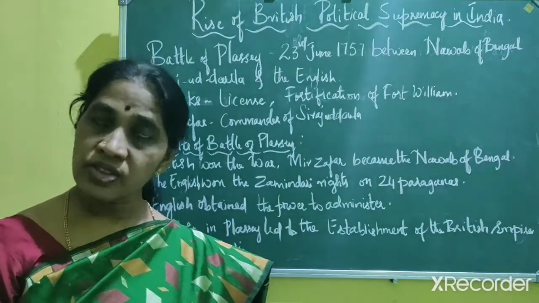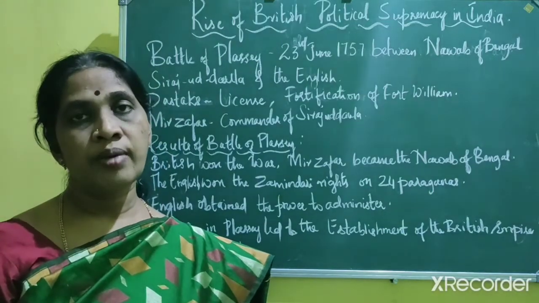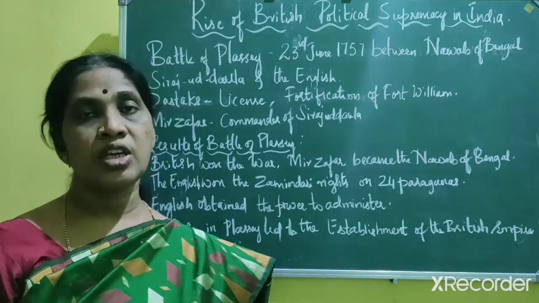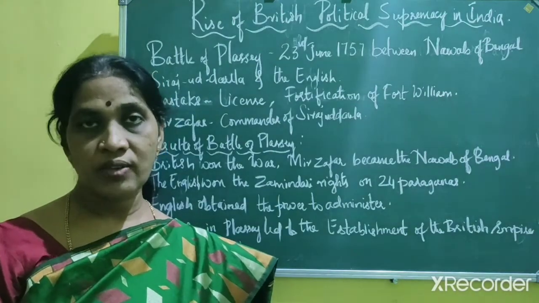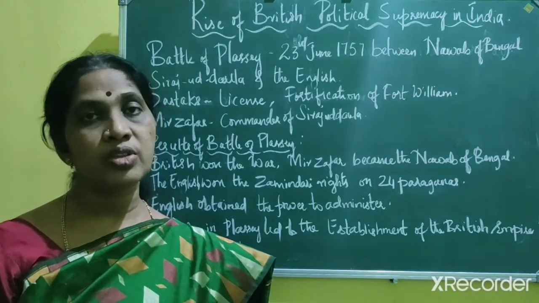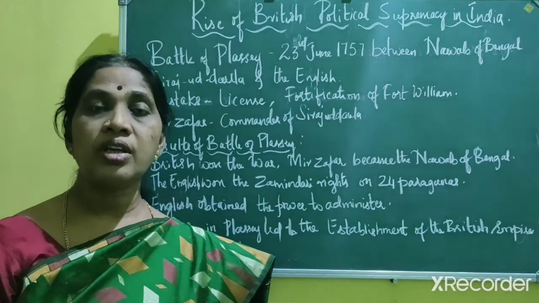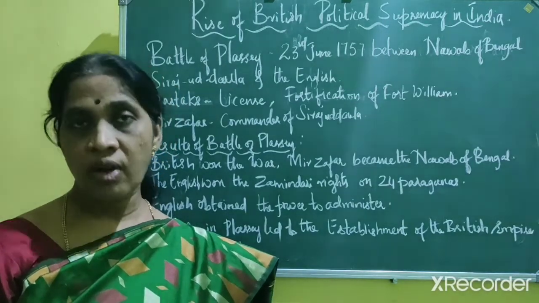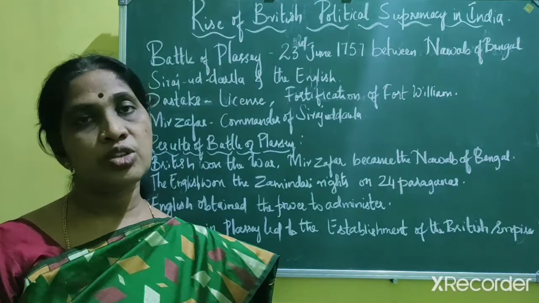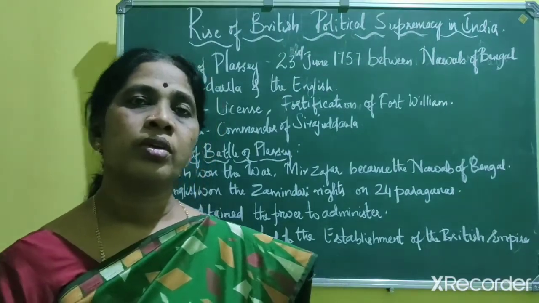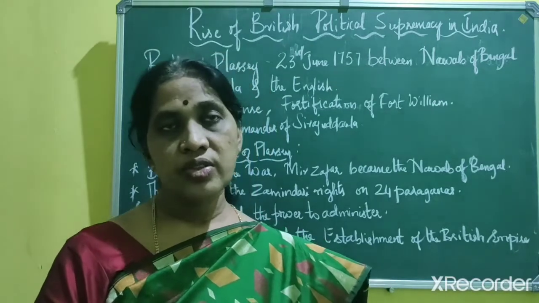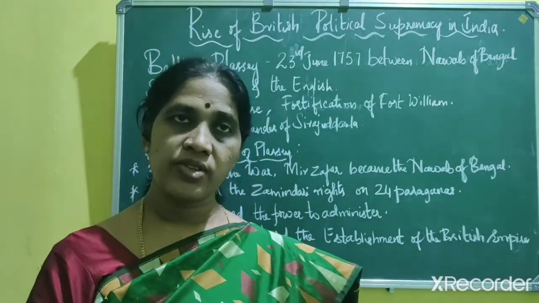Today in this class, we are going to study the Battle of Plassey, which was held on 23rd June 1757 between Sirajudullah, the Nawab of Bengal, and the British officer Robert Clive. So we will know the causes and the result of the Battle of Plassey.